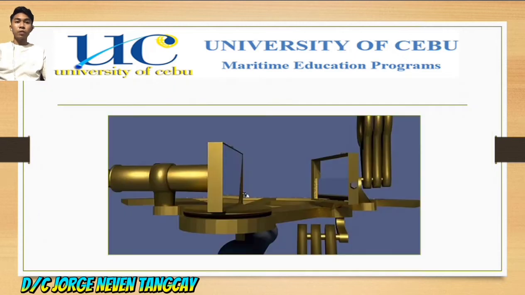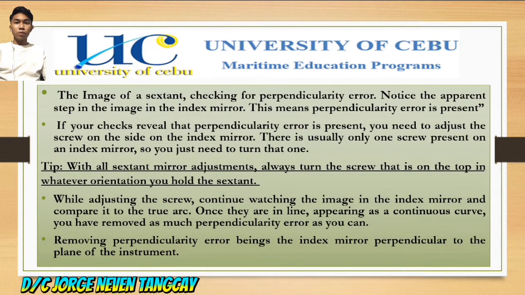This is an image of a sextant checking for perpendicularity error. Notice the apparent step in the image in the index mirror. This means perpendicularity error is present. If your inspections indicate a perpendicularity error, you'll need to adjust the screw on the index mirror's side. On the index mirror, there is generally only one screw, so you only have to turn that one.